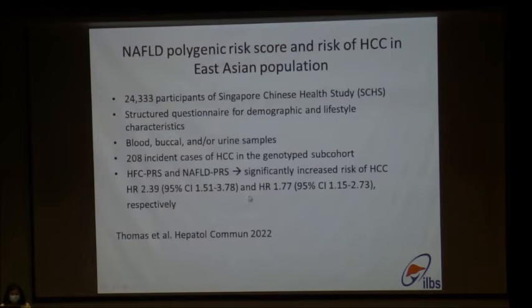This is another study which studied this polygenic risk score in an East Asian population, because all that previous data was in European cohorts. It included participants of the Singapore Chinese Health Study. There was a structured questionnaire for demographic and lifestyle characteristics, and these participants had donated blood, buccal and/or urine samples. Among this cohort, there were 208 incident cases of HCC in the genotype subcohort. In the same way, a hepatic fat content polygenic risk score and a NAFLD polygenic risk score were devised, and they showed significantly increased risk of HCC, with hazard ratios of 2.39 and 1.77 respectively for the HFC PRS and the NAFLD PRS.